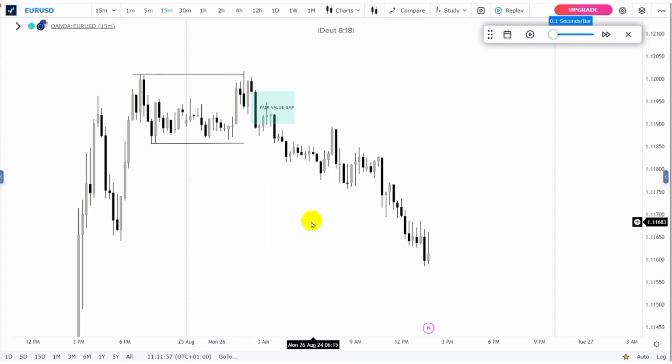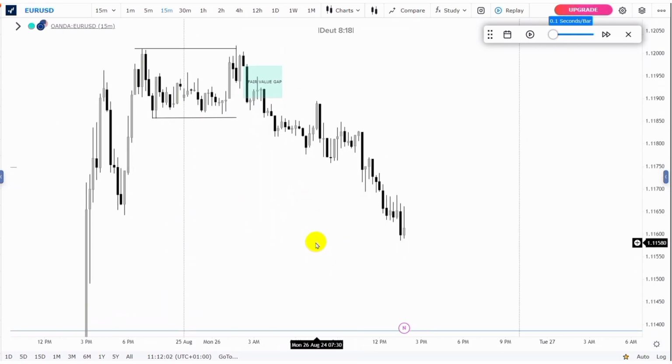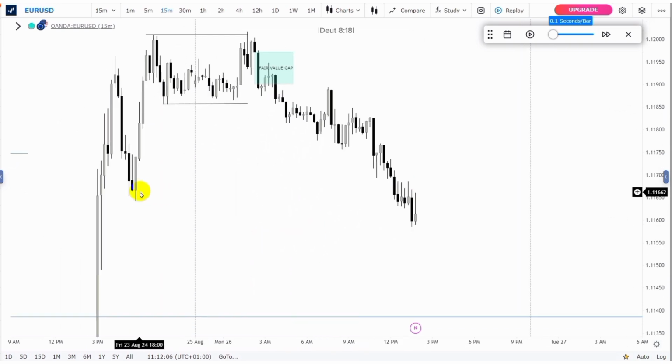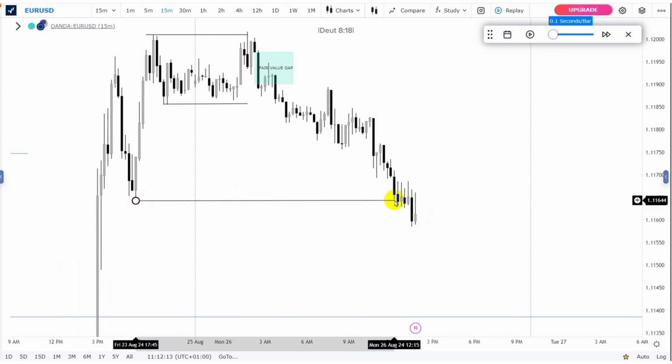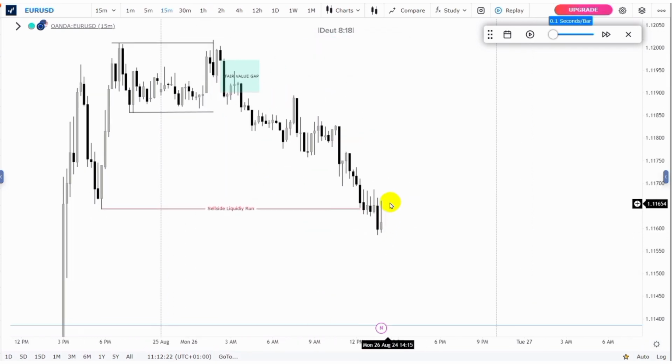So let's keep playing price further so that you can actually identify regions where you should have taken your position. Now, since the market has taken out this sell side liquidity, basically we have a run on this sell side liquidity. The market has taken out this sell side liquidity to the downside, so we are expecting to see that the market is actually going to pull back.